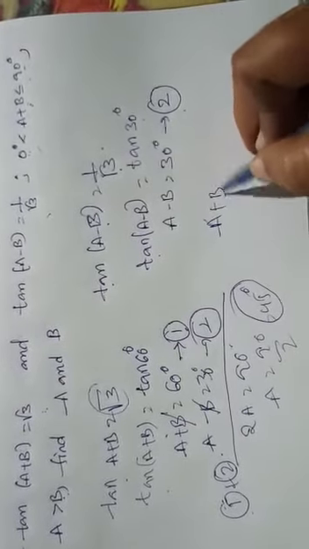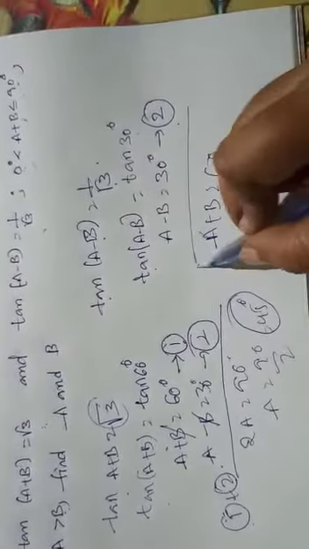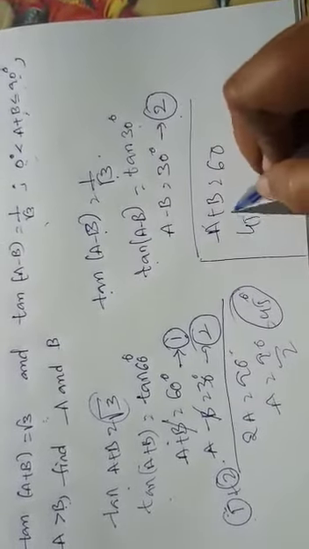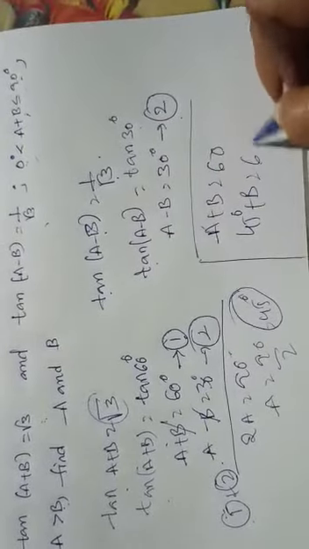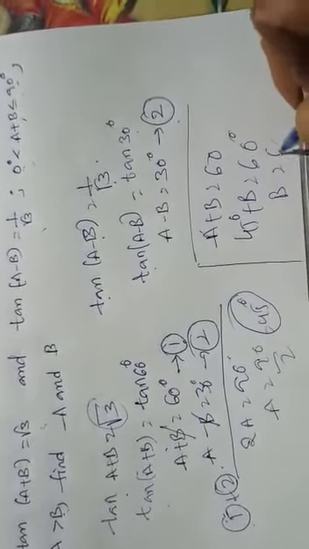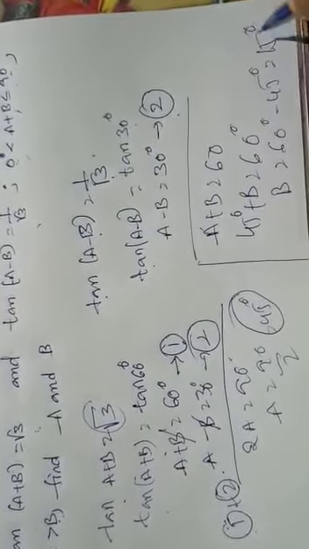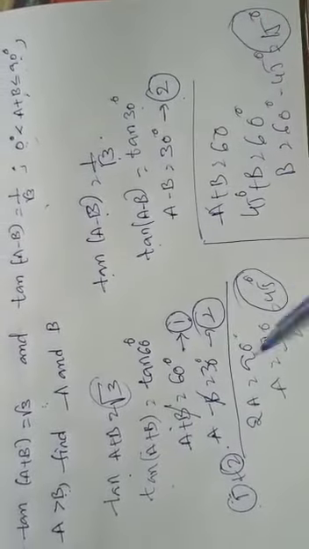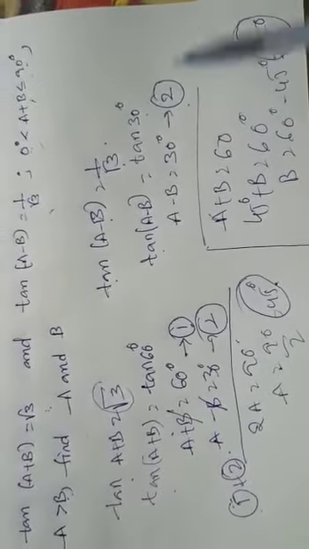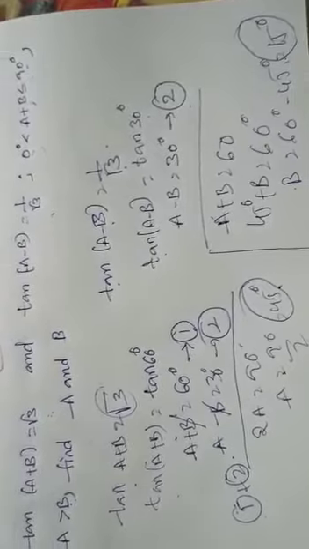A + B equal to 60 degrees, A is 45 degrees. B equal to 60 minus 45. How much? 15 degrees. Okay. So A value we get 45 and B value 15 degrees. Okay.